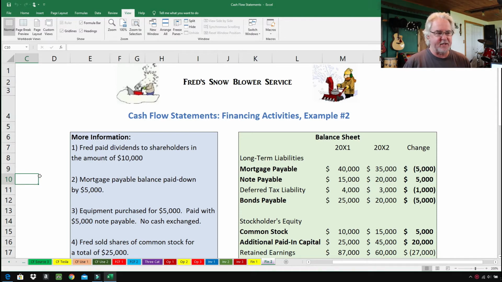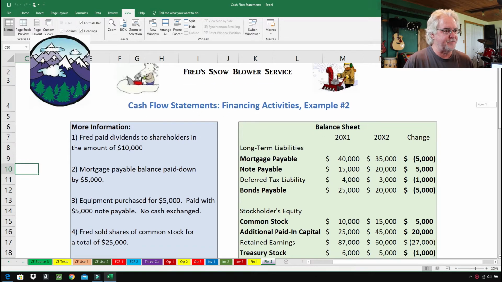Today we're studying intermediate accounting, the cash flow statements, financing activities. This is the second example, so let's get going here. We're working on Fred's Snowblower Service. It's based on a real business here in Colorado.